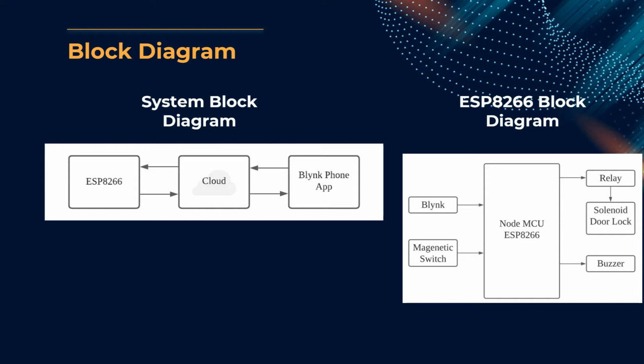The cloud, on the other hand, is the Blynk server that acts as an intermediary between the hardware and the user. For the NodeMCU ESP8266 block diagram, the Blynk application and a magnetic switch will be connected to the NodeMCU as input, while the buzzer and a relay that is connected to a solenoid door lock will be connected to the NodeMCU as the output of the system.